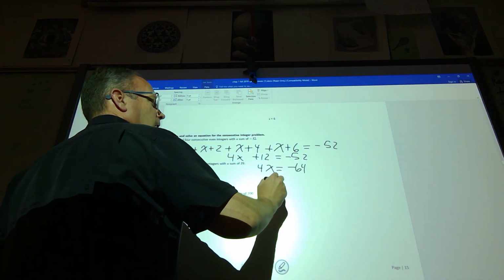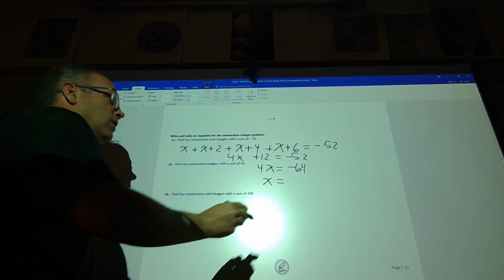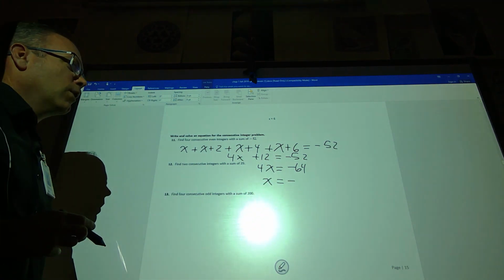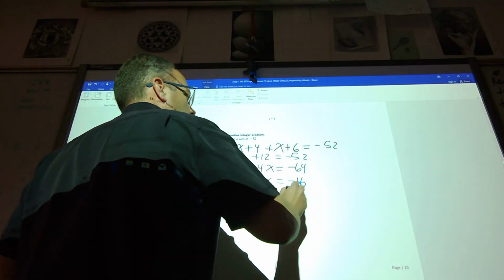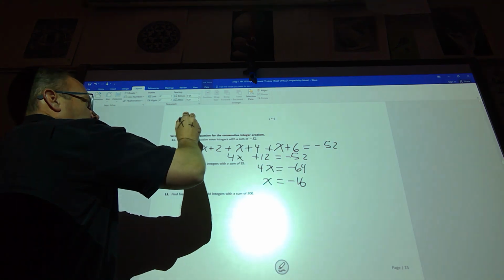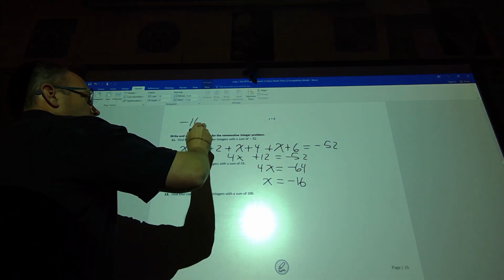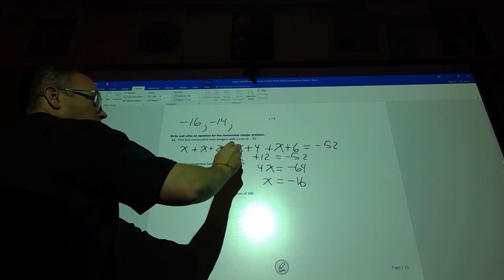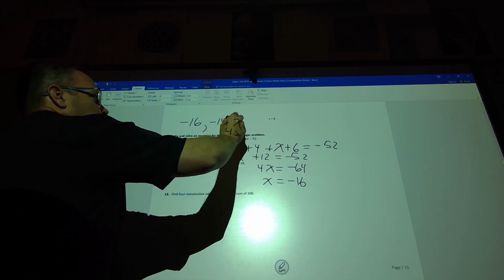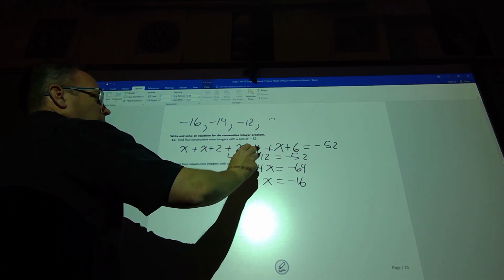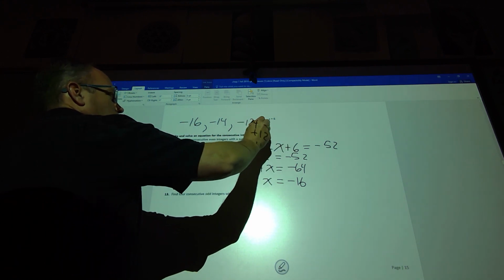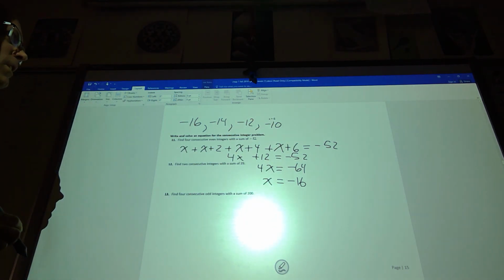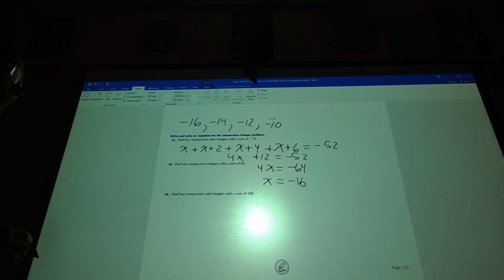Divide each side by 4, so it's going to give me a negative number, and then 4 goes into 64 16 times. So my integers are negative 16, add 2 to that to get my next one, negative 14, add 4 to our original. So that's going to give me negative 12, and add 6 to my original, which was negative 16, so I get negative 10. So if I add all those up, I would get negative 52.